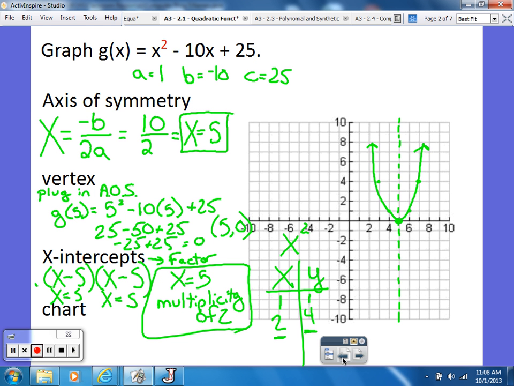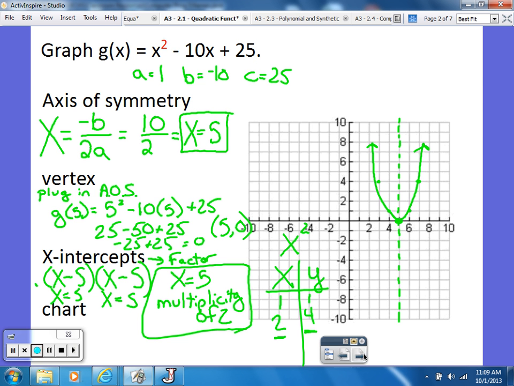Okay. So you knew it was going up, right? But notice my x-intercept was this point. My vertex was this point. So you only had 1 point. When you draw a graph based on 1 point, that's why you made a table.